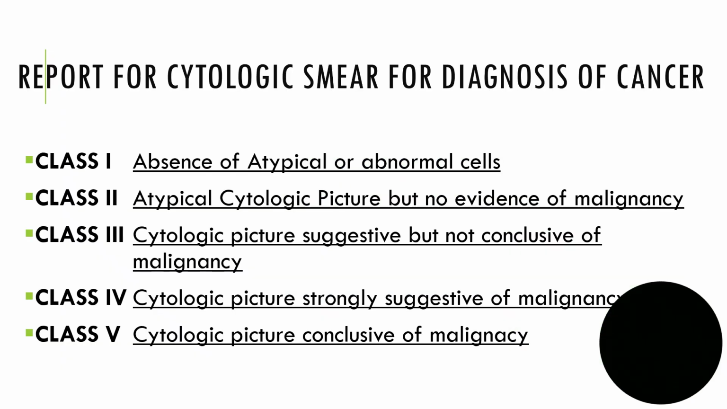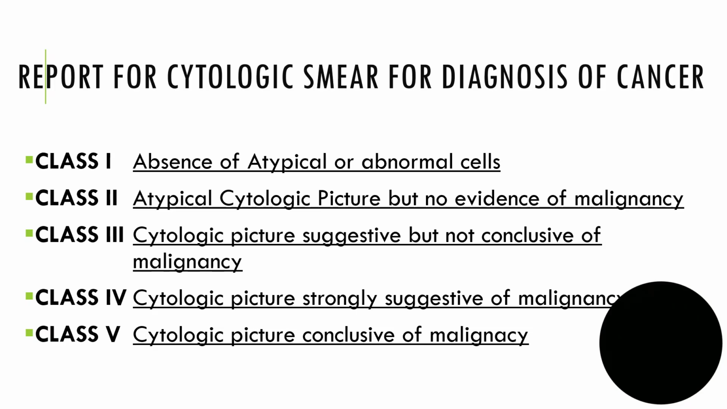The reporting of cervical cytologic smears has historically followed the Papanicolaou classification system, which uses Roman numerals from class 1 to class 5. For class 1, we have absence of atypical or abnormal cells. This is a completely normal smear. For class 2, atypical cytologic picture but no evidence of malignancy. There are some abnormal cells present, perhaps due to inflammation or reactive changes, but they do not suggest cancer.